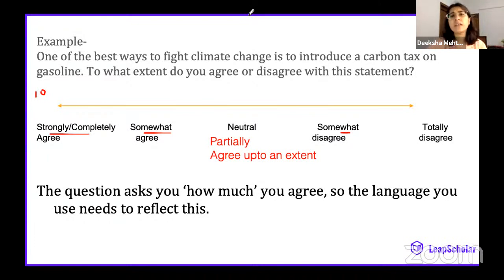Another way of asking of your opinion essay is asking if this is a positive or negative development, right? So if they're asking if it's a positive or negative development, it's asking you the same thing, that what do you think, this is a good thing or a bad thing. So it's asking for your opinion, right?